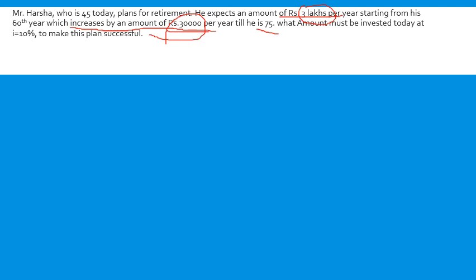And what is to be found out? What amount must be invested today? What amount must be invested today means what? You are investing today. Today means it's always P. So what is given? G is given. First G must be converted into A. Then A can be converted into P. So this is how it happens. First let us convert G into A, then A into P.